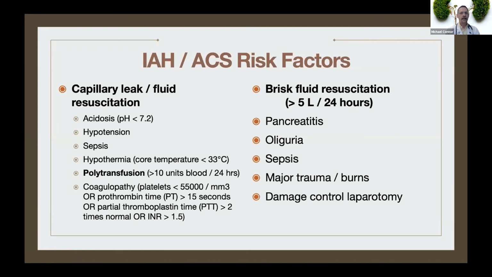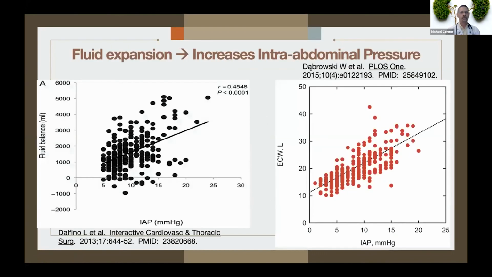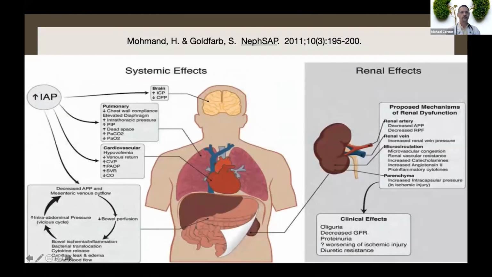So basically, you can see why half the patients in the ICU have intra-abdominal hypertension, because everything we do in the ICU puts the patient at risk of having increased intra-abdominal pressures. And there's a strong linear correlation between volume status and intra-abdominal pressures. So as you expand with fluid, intra-abdominal pressures go up. And what do we do? We resuscitate patients with a lot of volume.